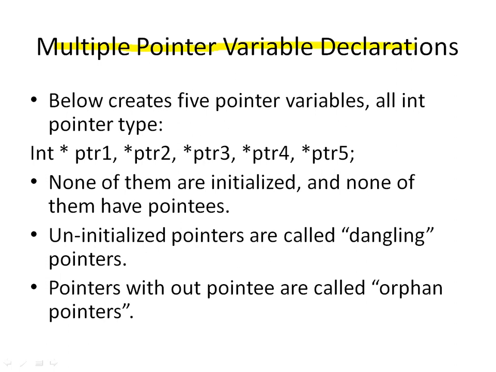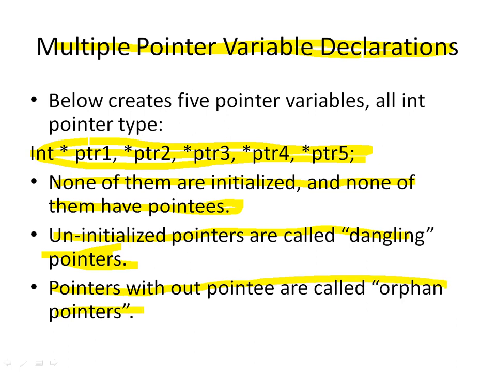Okay, there is a multiple pointer variable declaration as well. This statement here creates 5 pointer variables: ptr1, ptr2, ptr3, ptr4, and ptr5. None of them are initialized and none of them have pointees. We need to become familiar with a few more terms. Uninitialized pointers are called dangling pointers. They're just dangling there. None of them have a pointee either. Pointers without a pointee are called orphan pointers. These are all orphans. They do not have a pointee.